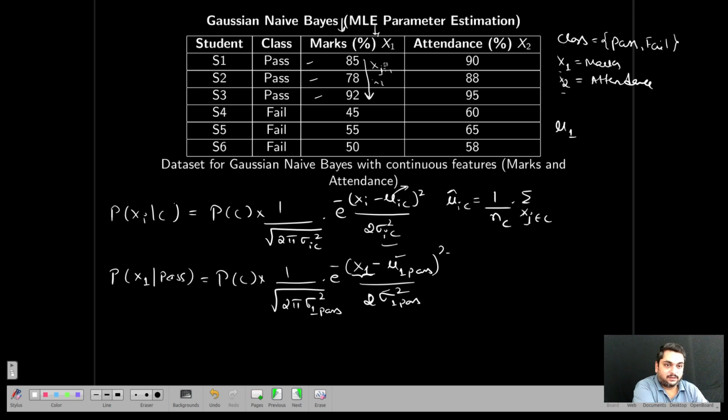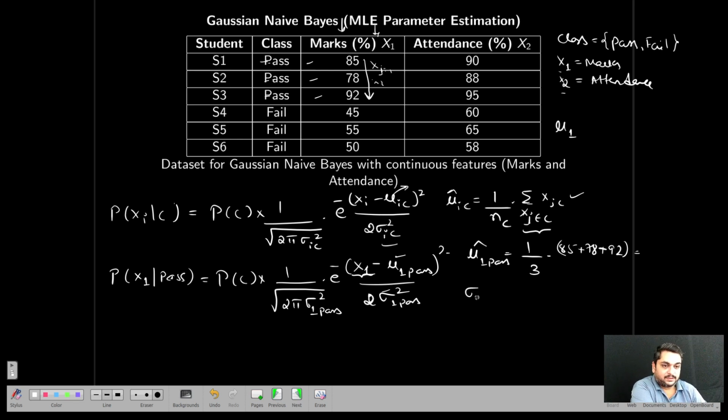So for only these 3 values which belong to this class, the pass class, only those I am going to take the average. That is nothing but the sum of xj for that class. So this will give me the mean. In this example, how will you find it? You can write mu 1 pass is equal to 1 by n. How many values are there for pass? Total samples 1, 2, 3. Only 3 are there, into the sum of all these: 85 plus 78 plus 92. This will give you the estimate of the mean.